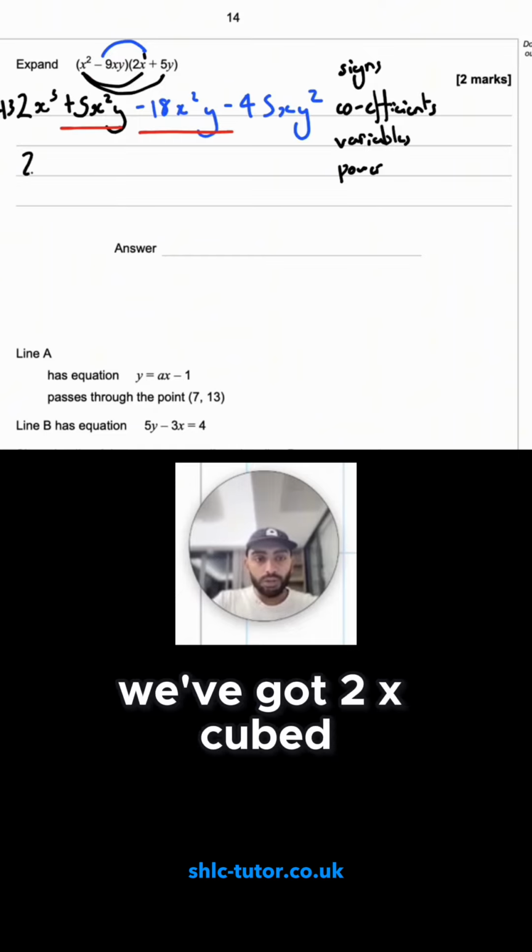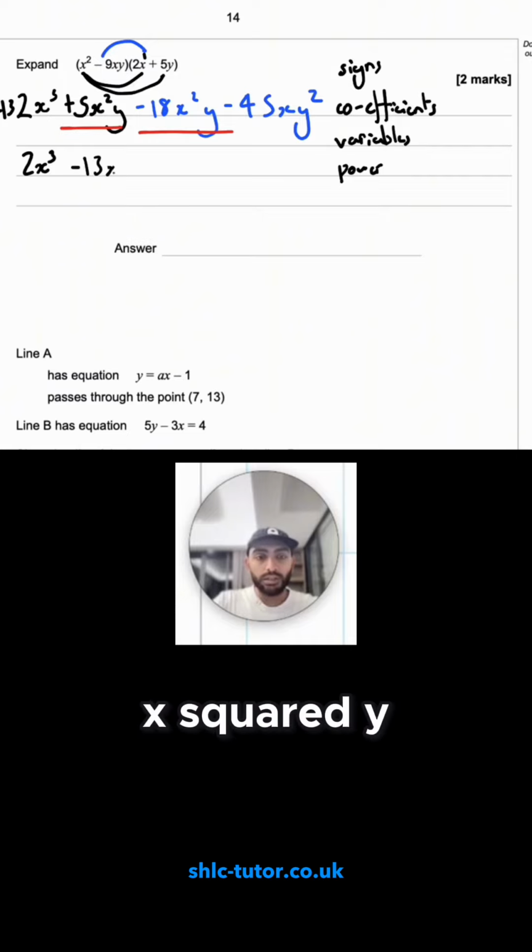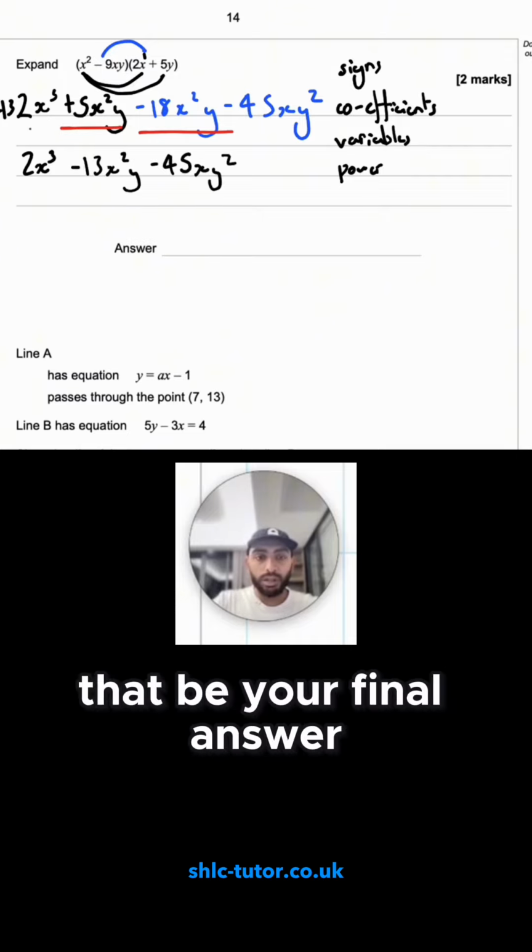So finally, we've got 2x cubed. This will combine to make negative 13x squared y, and then we're left with minus 45xy squared. That'd be your final answer.